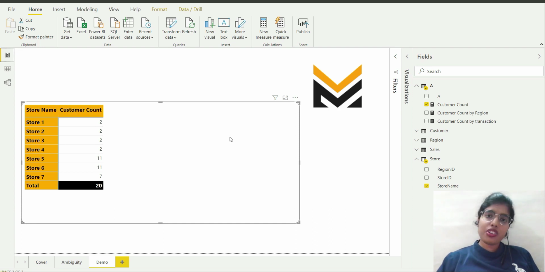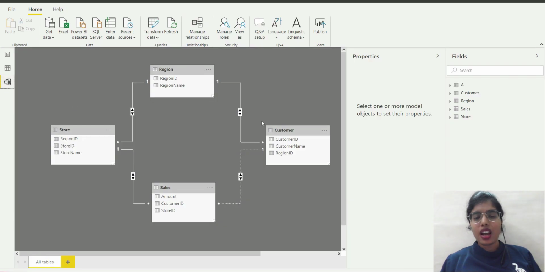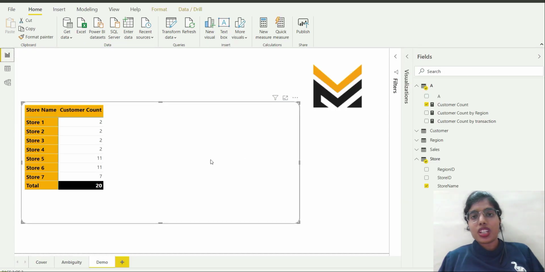But if I do so, and suppose I wanted to keep both of them, I wanted to obtain both the distinct count of customers by region as well as by the transactions, then what am I supposed to do? I can't make both of them active, and only one of them can be in active state at a time. So what am I going to do? Then the answer to this question is actually the usage of DAX.